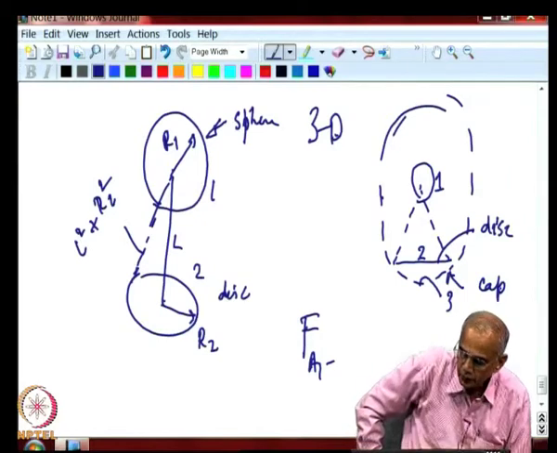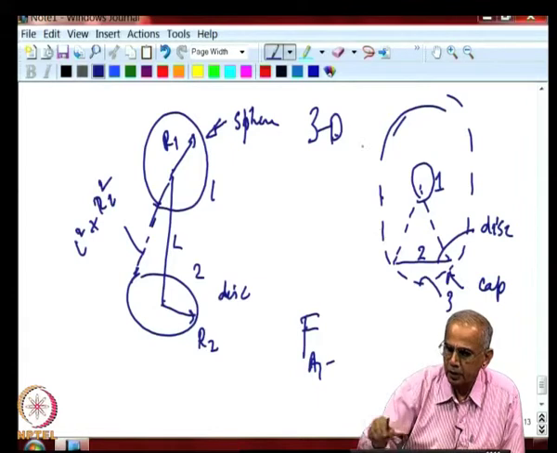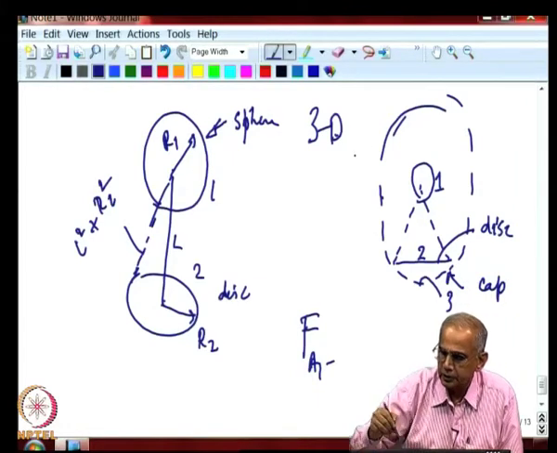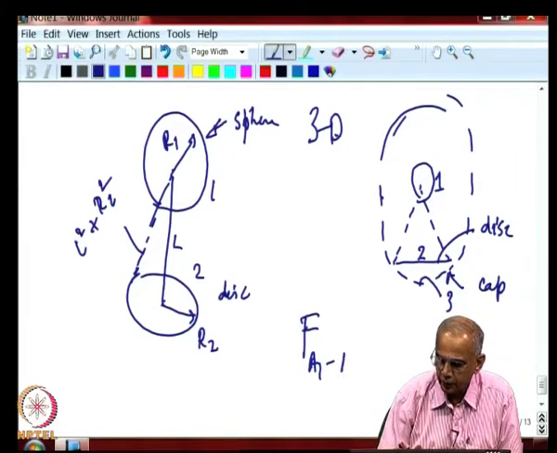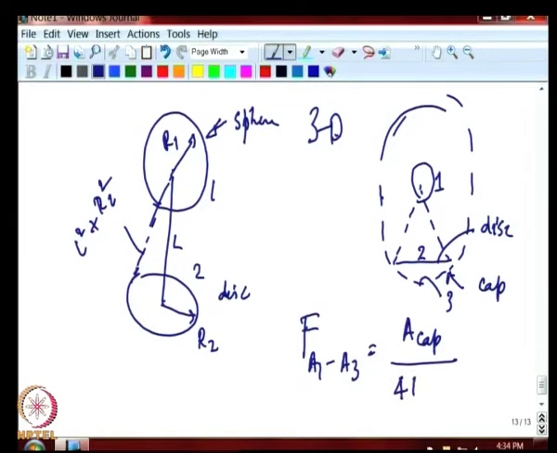Okay. So, what we are going to say is that if you draw this imaginary sphere, then F a1 to a3 is nothing but the area of the cap divided by 4 pi L square plus R2 square. Okay. And the area of the cap can easily be obtained from a geometry book, no problem.